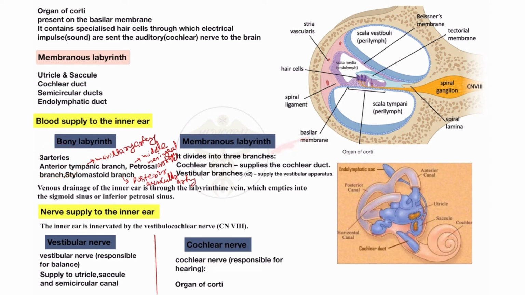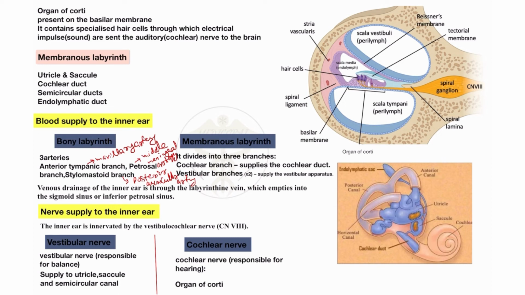And the membranous labyrinth is also supplied by branches. First is the cochlear branch, which supplies the cochlear duct, and the vestibular branch, which supplies the vestibular apparatus. The cochlear branch supplies the cochlea, which helps in hearing, and the vestibular branch supplies the vestibule, which helps in balance. This is the blood supply to the inner ear.